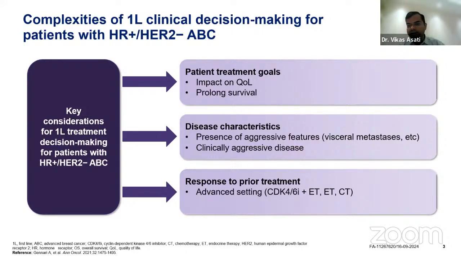It is not like TNBC where you have to give one chemotherapy after the other. So the key considerations for treating such patients will be patient-related factors like quality of life and prolonging survival, and the disease-related characteristics. We also need to see whether there is an impending visceral crisis or not, whether this patient is clinically aggressive, something like the endocrine-resistant patients, and also what the patient has received and how they have responded to previous lines of therapy. Based on these factors, we need to decide the therapy which will be optimal for our patients.